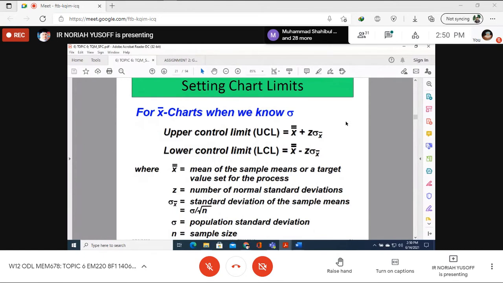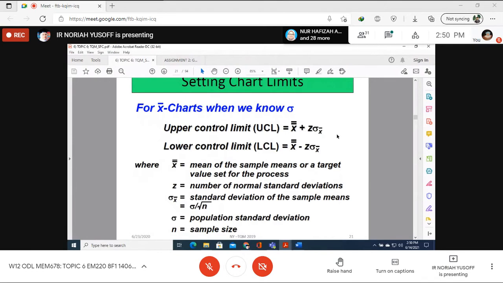Okay, sama. So here is the explanation of each of the parameters ataupun variables that you see in the formula tu. So X double bar is the mean of the sample means or a target value set for the process. So ataupun mu kat sini. Z is the number of normal standard deviations. Okay, can be 99.9% ataupun 6 sigma, 2 sigma, 3 sigma ataupun 6 sigma. Usually people akan guna. Okay, kita akan tengok example ni.